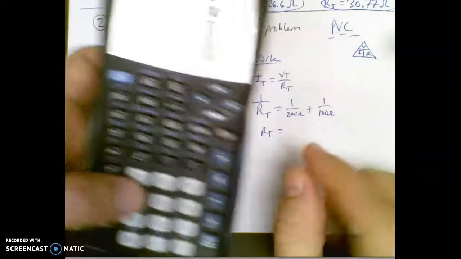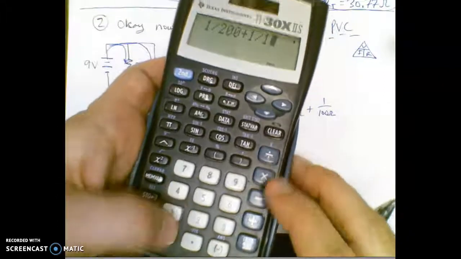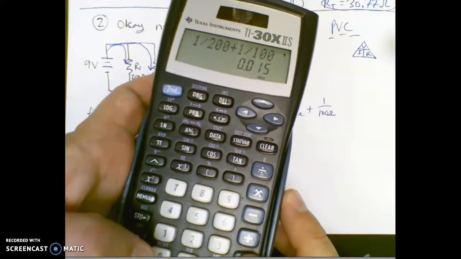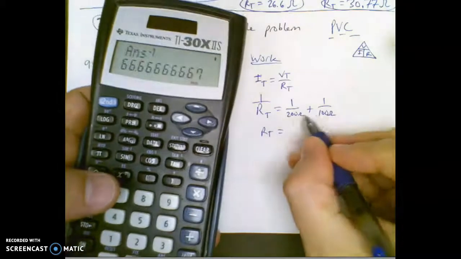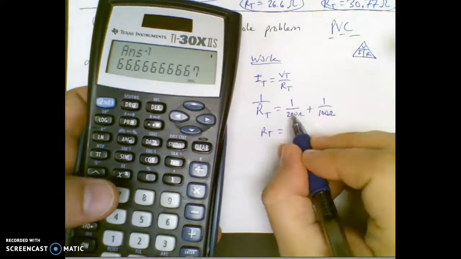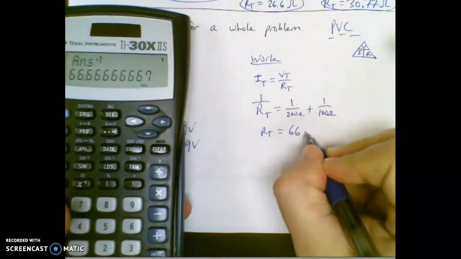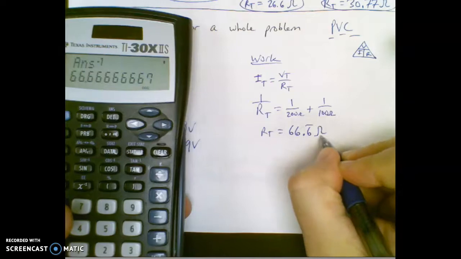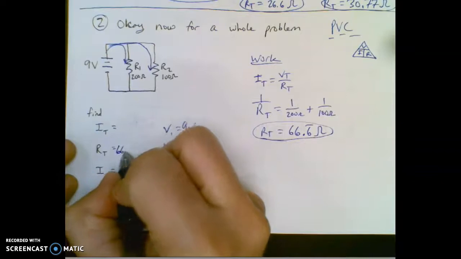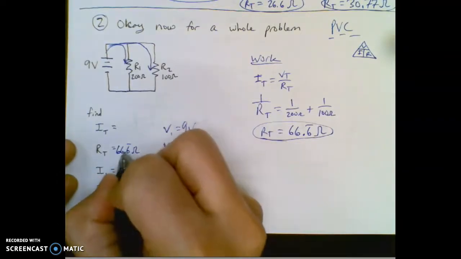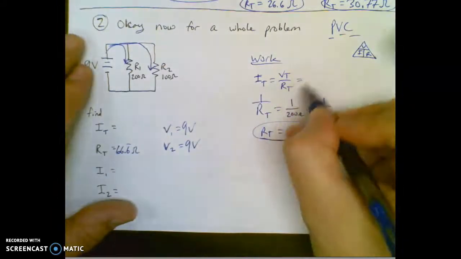I already kind of know it because of proportions. If you're good at proportions, you can actually figure these out ahead of time. So flip it, and you get 66.6, because this is like 1/3 as big as that. So 2/3 of the current will be there. Anyway, don't worry about it. 66.6 repeating ohms. That's my total resistance. That's an acceptable way to write your answer. Now that I have that, I can solve this guy up here.